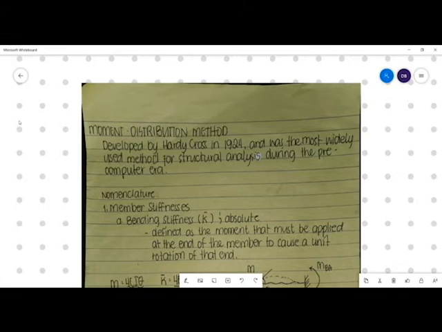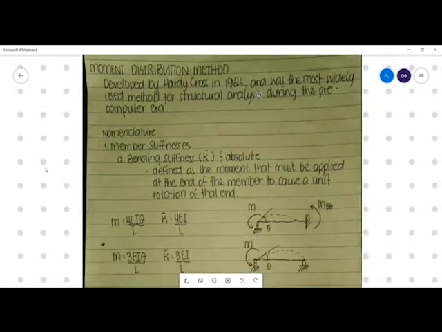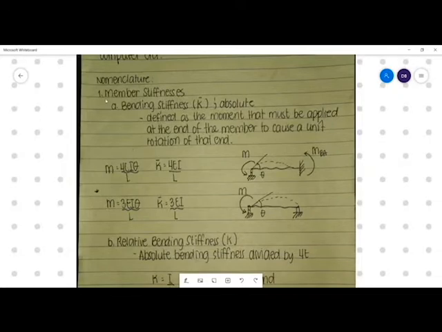And what do we need to know? What are the terms that we need to remember concerning MDM? You may have encountered them too when you did the slope deflection method. The first term that we need to remember is stiffness. You are all aware that we are analyzing the beams, or structures, member by member, joint by joint. So each member has its respective stiffness.